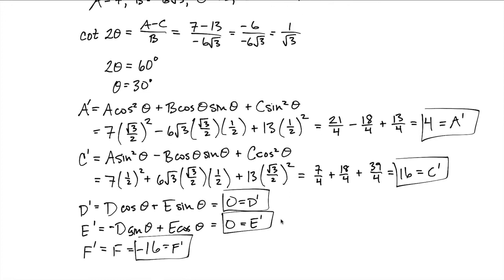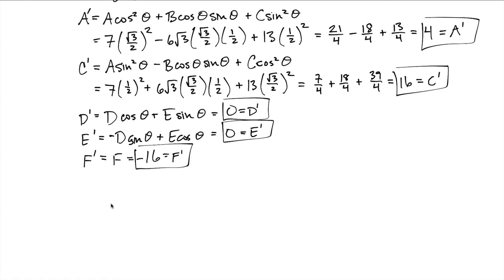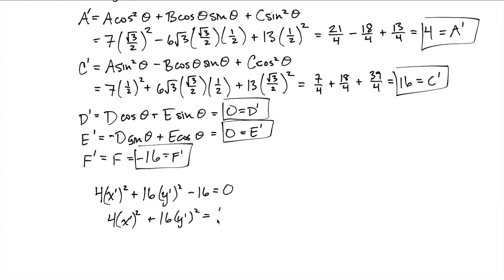And so now we're ready to write our new equation. So a prime is 4 times x prime squared plus c prime, which is 16, times y prime squared, plus d prime x plus e prime y, those are 0, and then plus f prime, so minus 16 equals 0. And well, now we can simplify a little bit. If I add the 16 over, I get 4x prime squared plus 16 y prime squared equals 16.